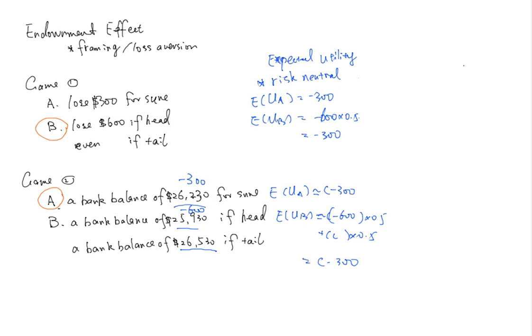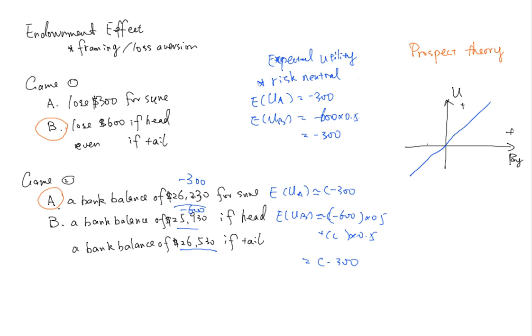Now let's see how loss aversion actually solves this problem. Let's use prospect theory, and let's draw a graph. Let's say this is your payment, and this is your utility. Our risk neutral agent's utility would look something like this. So you have a symmetry between positive and negative.